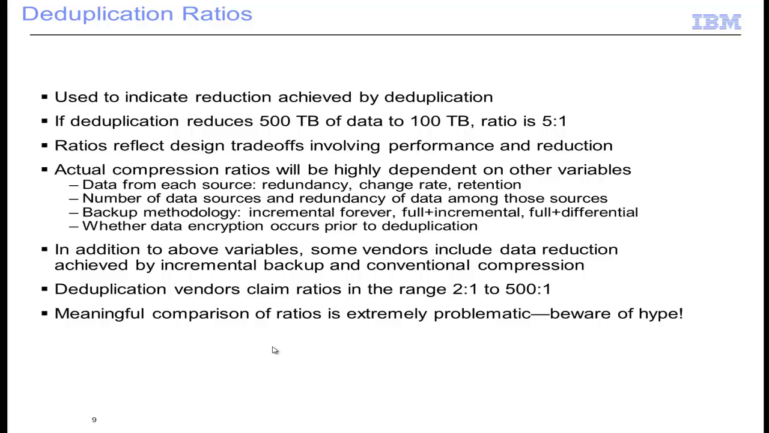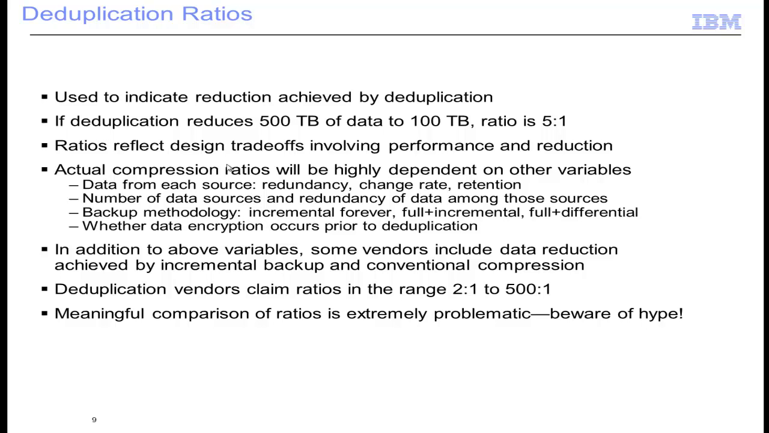So actual ratios are highly dependent upon things like the number of sources that are providing data, the type of data that's being backed up. Is it database data that might have a lot of dead space in it? Or is it a whole bunch of files that are the same across all the different operating systems on the machines that you're backing up? The ratio might depend on the backup methodology. Are you using an incremental forever, which already reduces redundancy? Or are you using weekly full backup, which introduces a lot more redundancy?